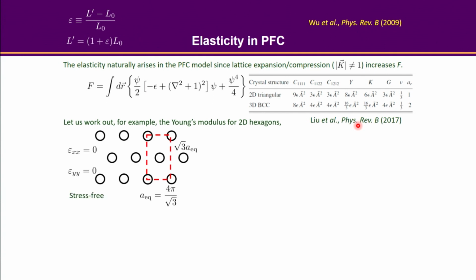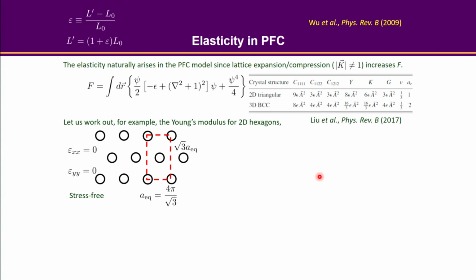So for a stress-free hexagonal lattice, that will look something like this. And you have seen many times that in the PFC model, the smallest unit cell should have one side equal to 4π over √3, and the other side will be 4π. Something like this. And this is stress-free.